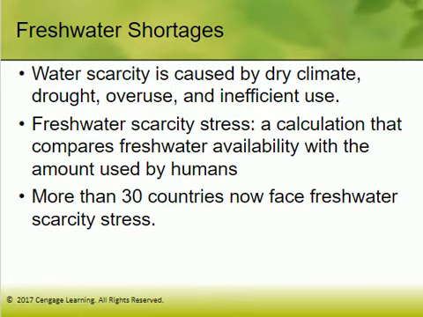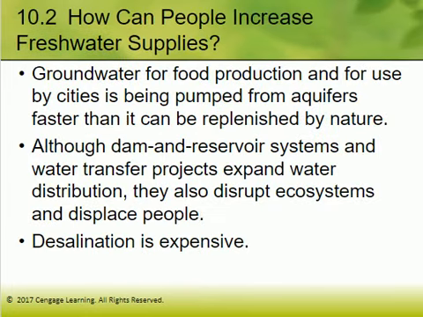We can calculate that. I'm not going to ask you to, but it's possible to do that. But more than 30 countries now face freshwater scarcity stress. 30 countries. That's crazy. So how can we increase freshwater supplies? Well, you can use less because we're using tons of it for food production and in our homes. We can use dams. They're helpful with the water aspect, but they also disrupt ecosystems and sometimes displace people.